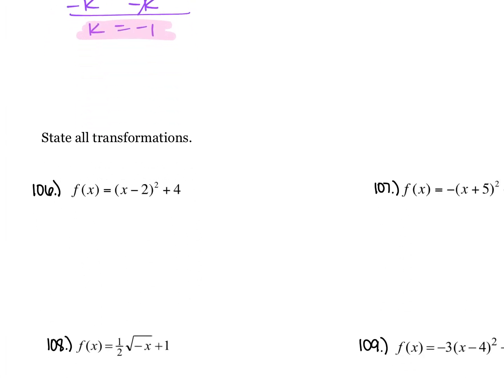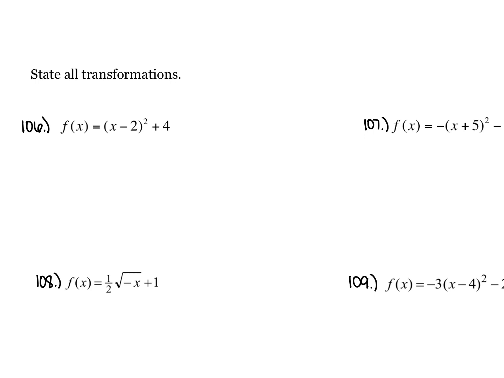The last section of your review goes over transformations. You are stating every transformation from these given functions. For 106, you have f of x is equal to (x minus 2) squared plus 4. If you remember, inside the parentheses, if it's after the x, think opposite of what it is. So take the opposite of negative 2, that would be positive 2, which means we're going to the right 2 units. Then that plus 4 outside means that we're going up 4.